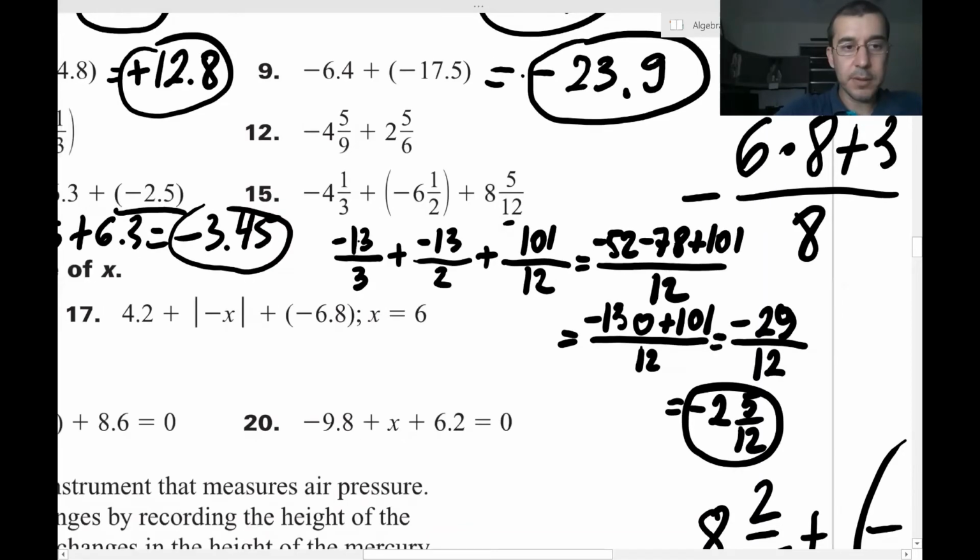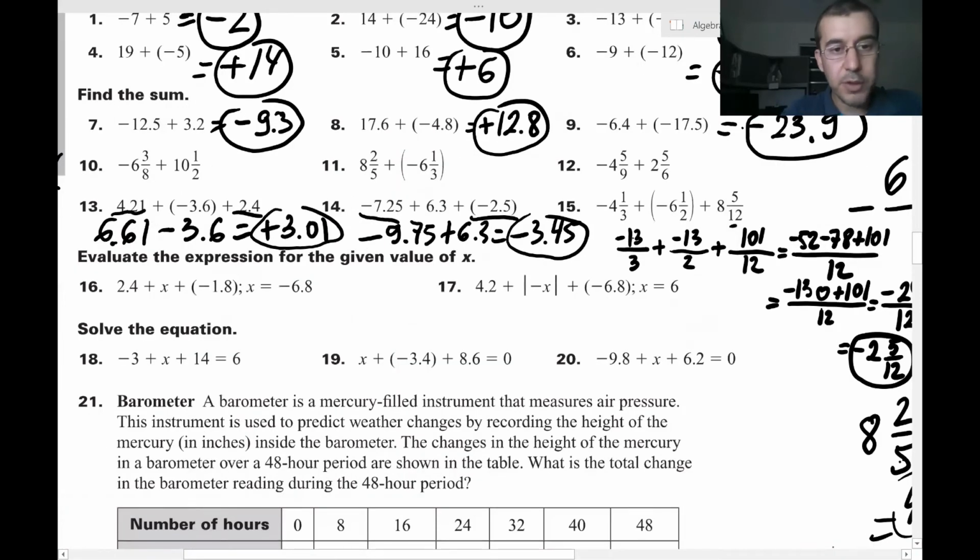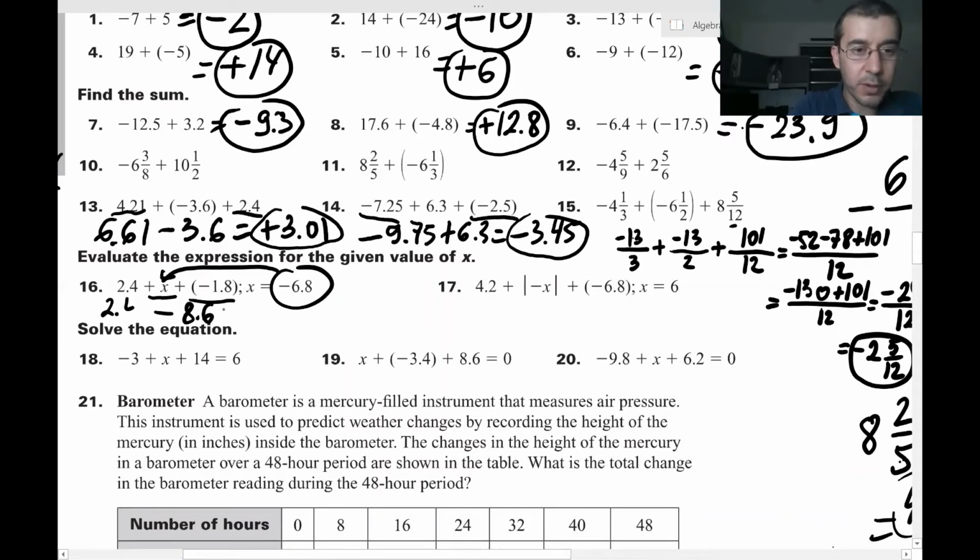And next we have 16 and 17. 16, evaluate the expression for the given value of x. X is minus 6.8, so we're substituting minus 6.8 for x here. So let's add up the two negative numbers. So we're going to have 6 and 1 is 7, and then 8.6, and then 2.4 here. So when you add up a negative and a positive number, negative 8 is greater than 2, so it's going to be minus, and then 8.6 minus 2.4 is 6.2.